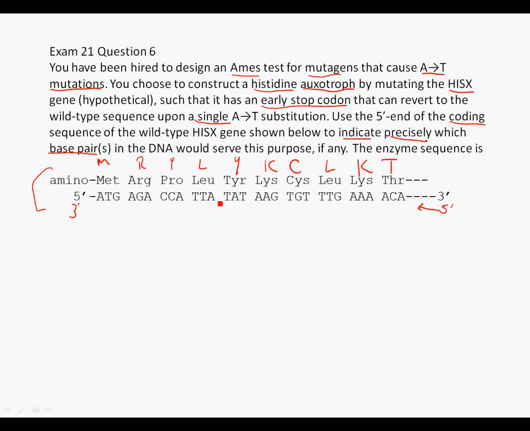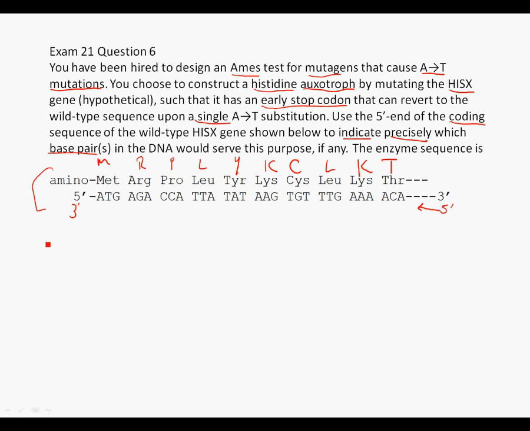Okay, so what are we looking to do? This is a wild type sequence that is functional. If there's a stop codon in this region, then the enzyme won't be functional. So we want to find where we can place a stop codon such that a single A to T substitution will turn it back into this. So we have to think a little bit oddly here.